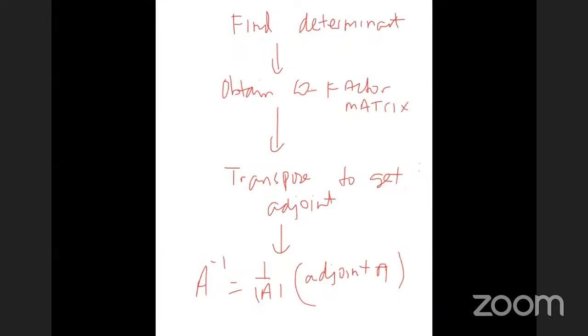Right, make a note of this. To find the inverse of a matrix, find the determinant, obtain the cofactor matrix, transpose it to get the adjoint, and then plug it into this formula here. And you're good to go. So let's find the inverse of something that we did yesterday.